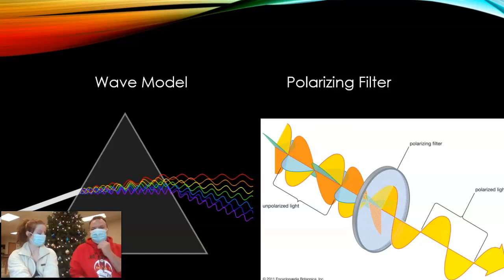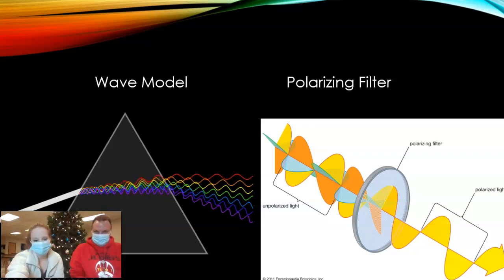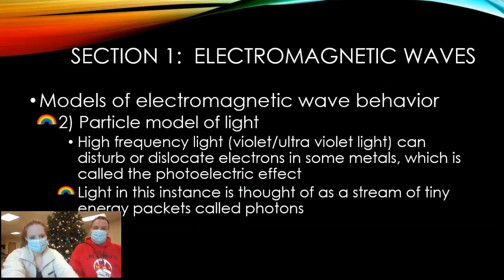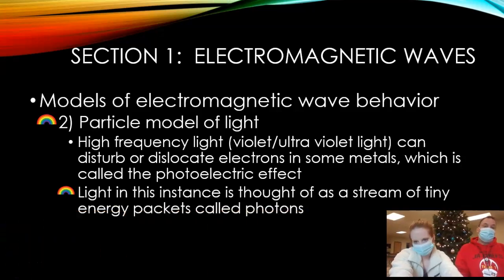Our second model that we are going to picture light as is going to be the particle model. And on this one, I feel as though it's one of the easier ones to visualize instead of the billion waves having to go through a filter. They literally want you to picture light as thousands of millions of billions of little tiny packets beaming through the air. Okay, that's exactly how they want you to view it.